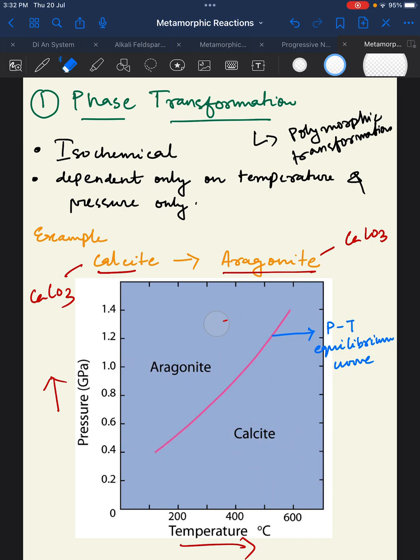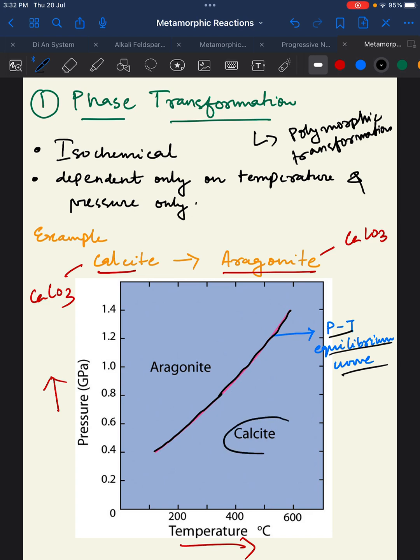Dividing these two is this line, the pressure temperature equilibrium curve. Below this curve calcite is stable and above this curve aragonite is stable. So if we have calcite and we increase the pressure, the calcite will transform into aragonite. This is a polymorphic transformation.